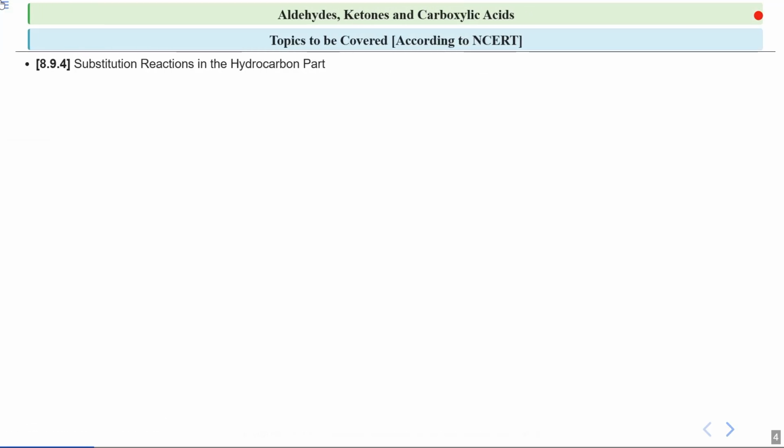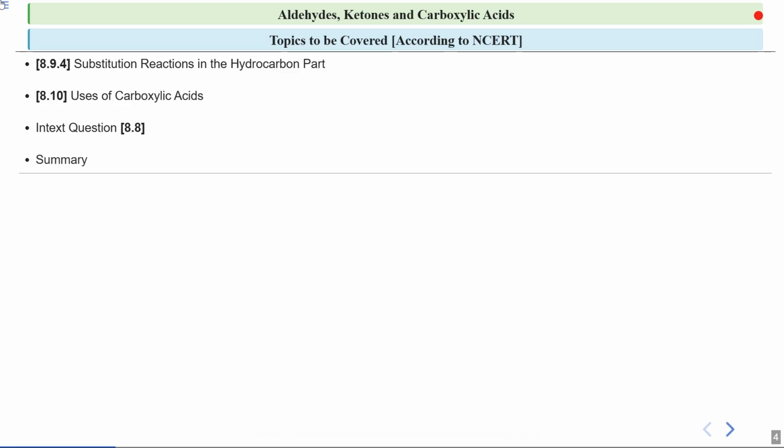Now, for your reference, I have mapped the NCERT sections which we are going to cover today. So today we will cover section 8.9.4, which is substitution reactions in the hydrocarbon part. And we will see section 8.10, which is uses of carboxylic acids. For your better understanding of the concept, we will solve an in-text question, which is 8.8. And lastly, we will conclude with the summary.